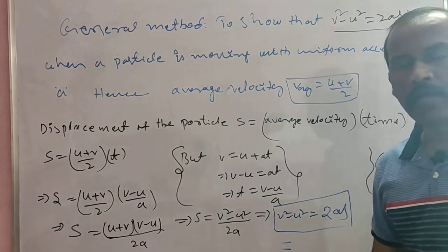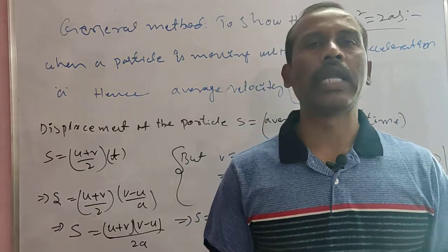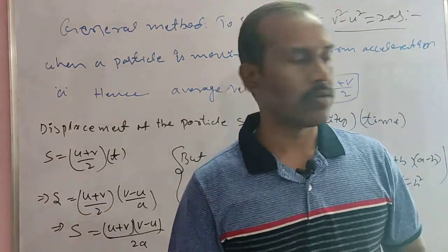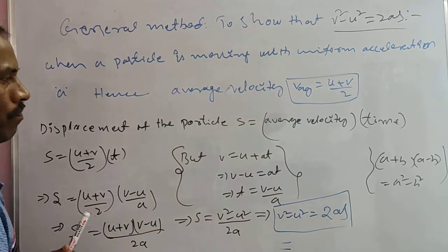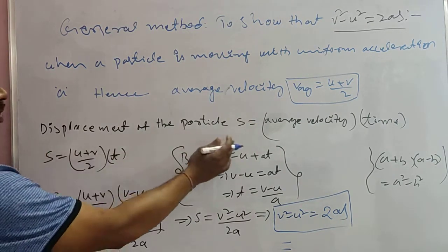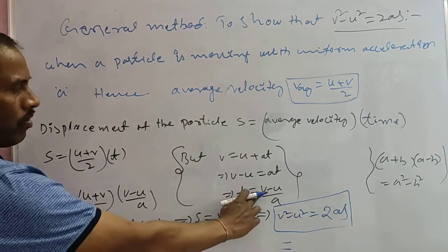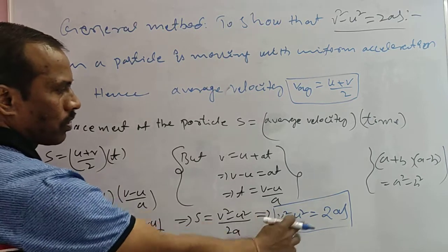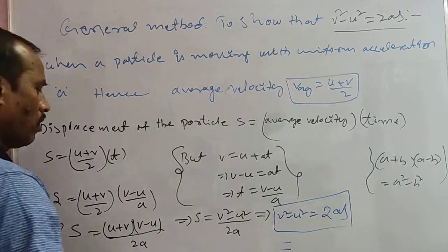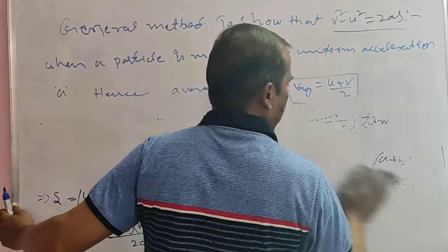Now finally, Sn is equal to u plus a into (n minus 1) by 2. Note this first: displacement is equal to average velocity into time. Then t is equal to v minus u by a, and substituting this value we finally get v square minus u square is equal to 2as.